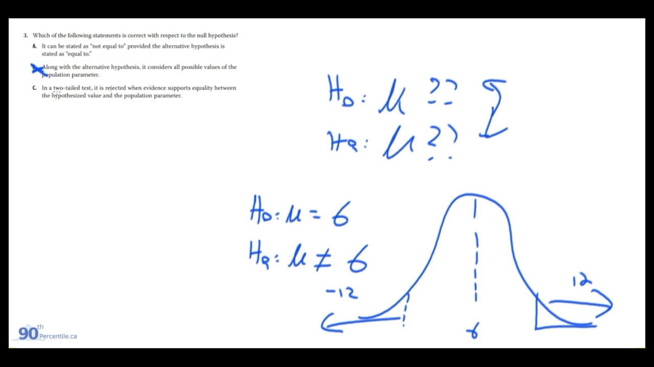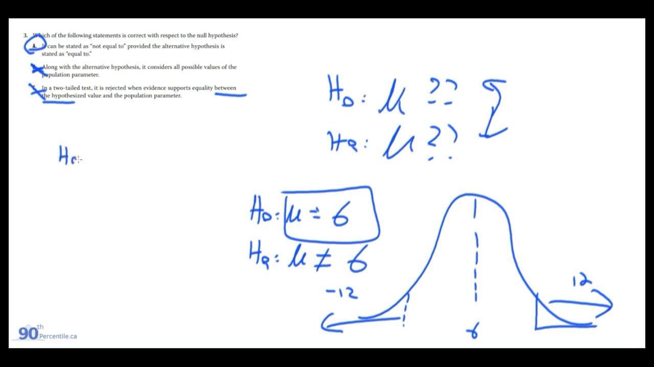So coming back to C, the two-tailed test is rejected when evidence supports equality between the hypothesized value. So they're saying the test confirms that the mean is equal to the hypothesized value. So in that case, you would not reject the null. You would consider it true. So this is false as well. The answer is A. I wanted to come back to this for a reason.